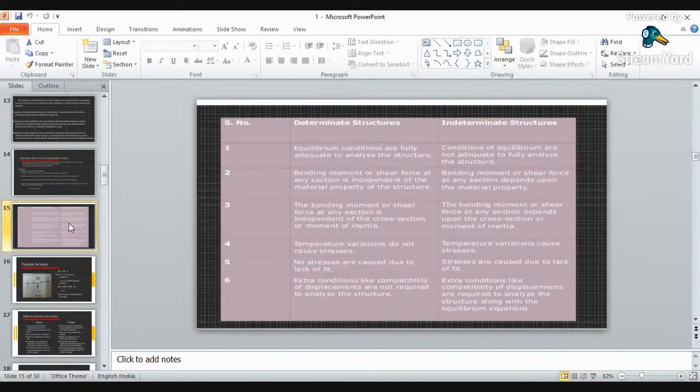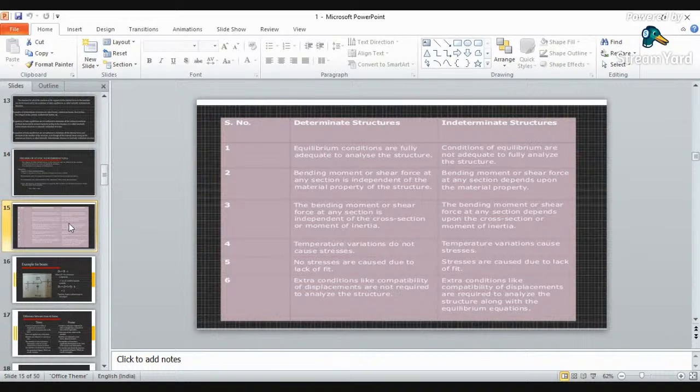Okay. Then the material properties will not cause any change in the bending moment and shear force in a determinate structure, and material properties will definitely cause changes in the bending moment and shear force in case of an indeterminate structure. Bending moment or shear force at any section is independent of the cross section or moment of inertia in case of a determinate structure, but in case of an indeterminate structure it is dependent on the cross section.